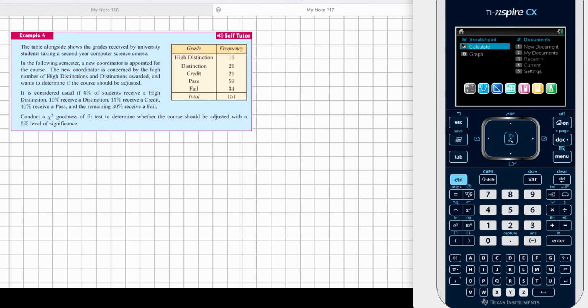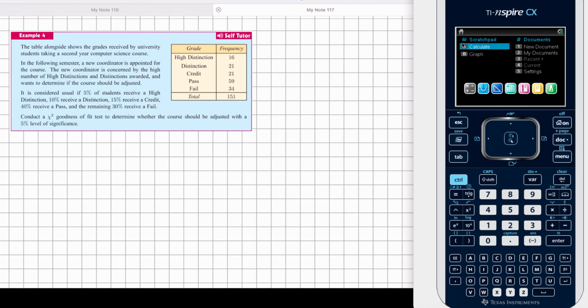Course from the Hayes-Harris textbook. The table alongside shows grades received by university students taking a second-year computing science course. High distinction, credit, pass, fail. I think in the UK that's a first, 2-1, 2-2, third, a pass, fail. Something like that. Following assessment, a new coordinator is appointed for the course.